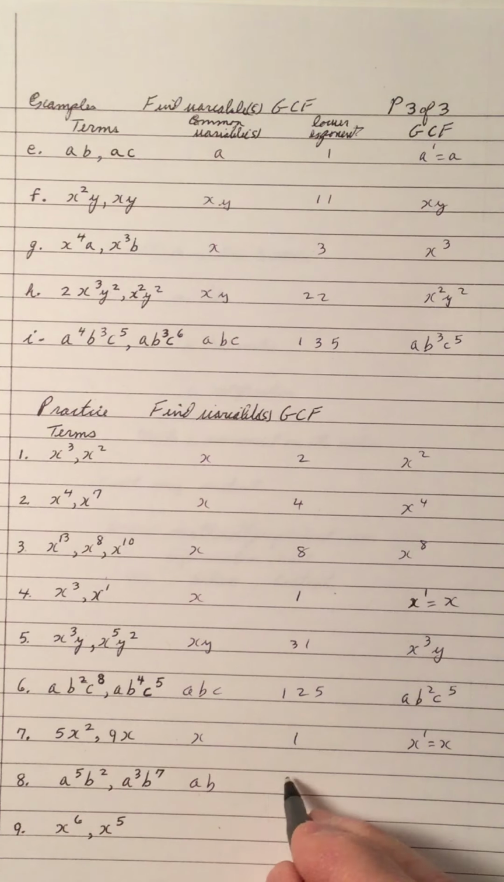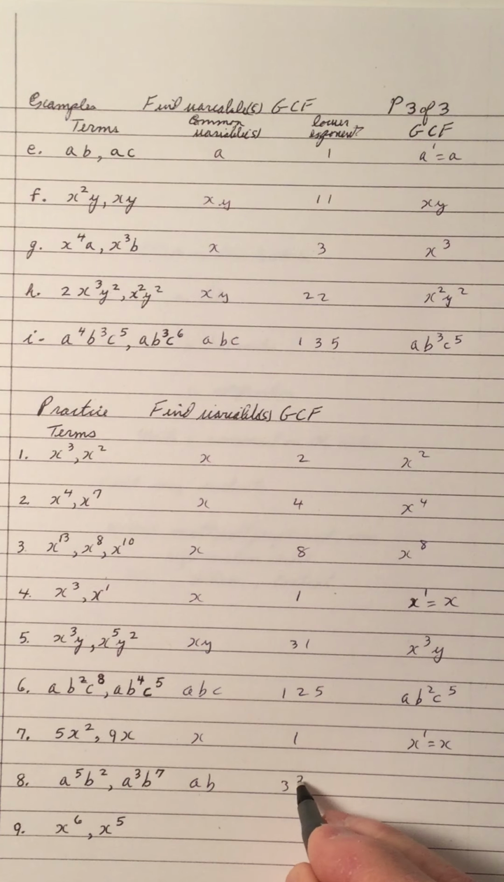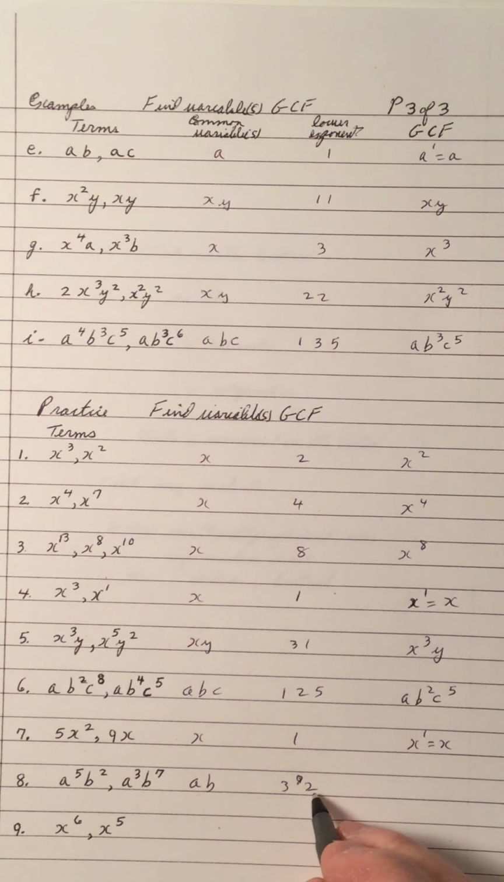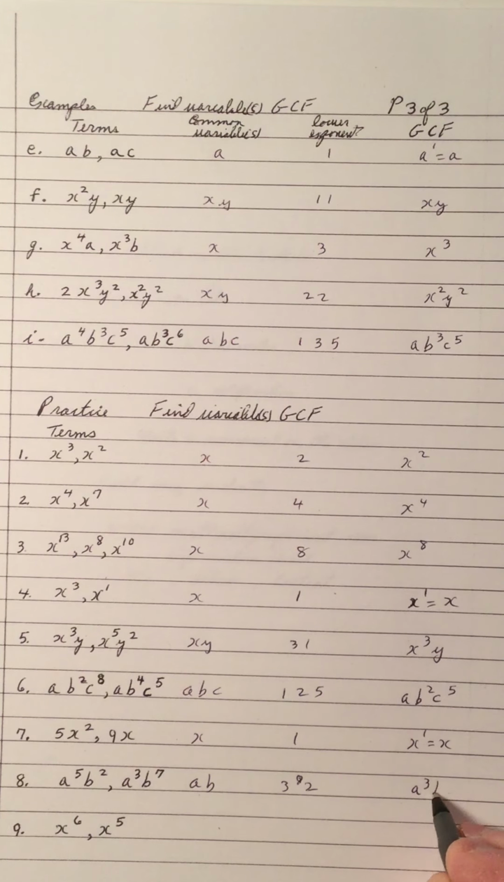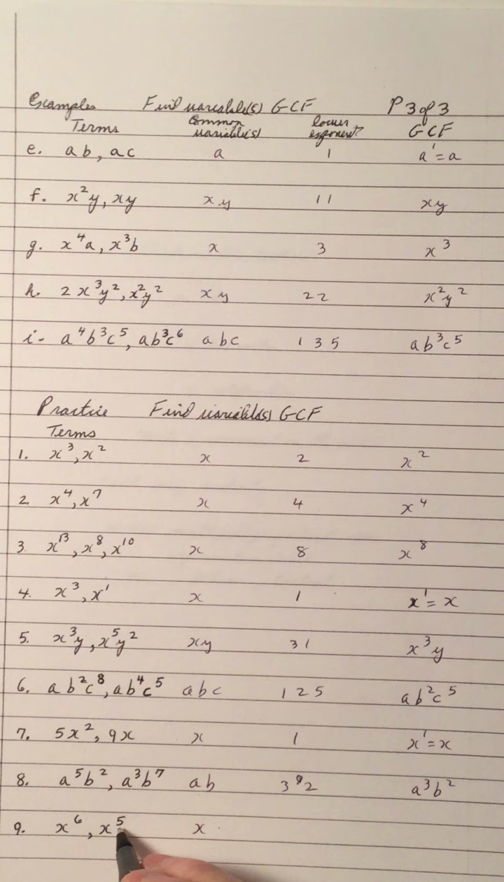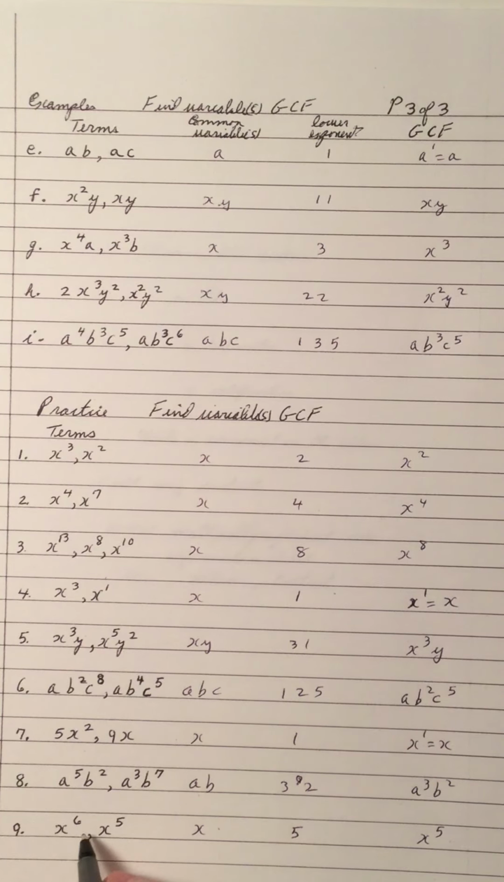Number 8, we have an a common, we have a b common. Smallest exponent of a is 3. Smallest exponent of b is a 2. And so the GCF is a cubed b squared. Number 9, we have an x as the common variable, and the smallest exponent is a 5, so the GCF is x to the 5. Notice a reminder that x to the 6th is x to the 5 times x. So the 5 is common here and here, so the GCF is x to the 5.